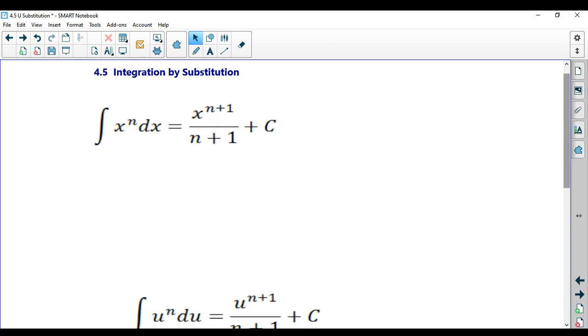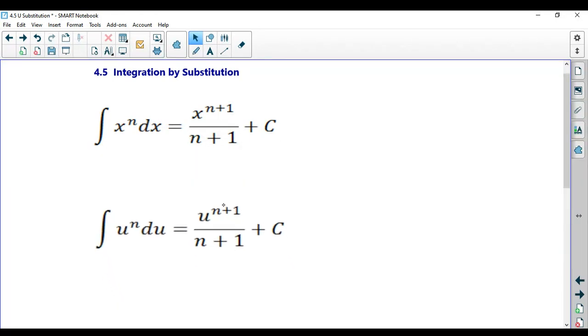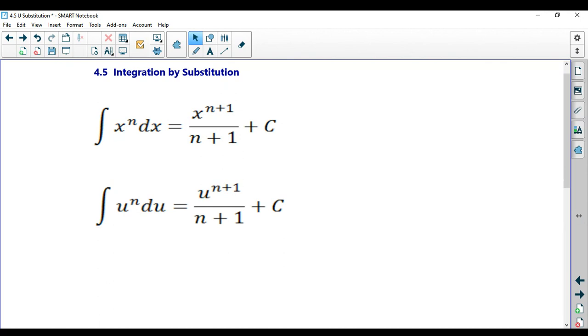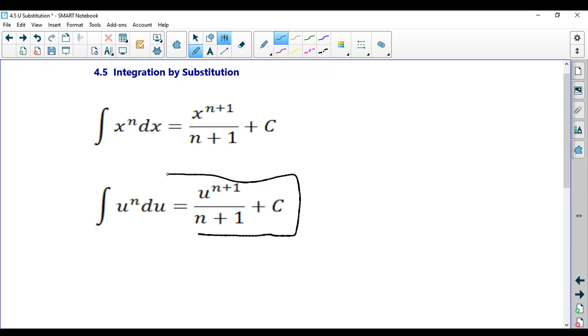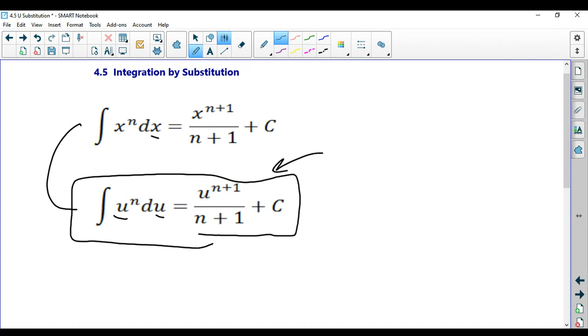But if you look at this, and if I just said, what if we want to integrate u to the n with respect to u? Would this be true? The only difference between this and this is the variable. Instead of using x's, I'm using u. And this is key: u to the n, and you have to change this variable too. dx becomes du. But really that's all it is. You're just changing x's to u. So of course the result would just be the same thing except with u's.